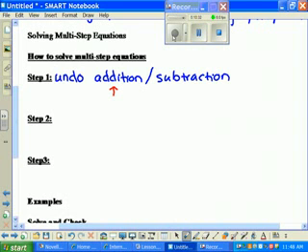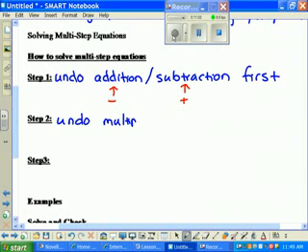How do we undo addition? Subtract. How do we undo subtraction? Add. Okay, good. So that's our first step. We're going to undo the addition or subtraction first. What are we going to undo next? I want you to think about order of operations. If we're doing it backwards, we just did addition. And division. Good. So undo multiplication.